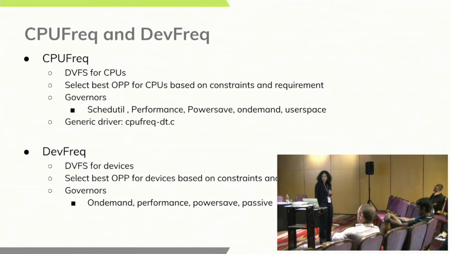And similar to CPUFreq, there is DevFreq, which is DVFS for devices, and which allows selecting the best OPP for devices based on certain constraints and requirements that come from, again, governors. And there are governors, again, for DevFreq, like ondemand, performance and powersave. It's a very similar concept associated with devices.